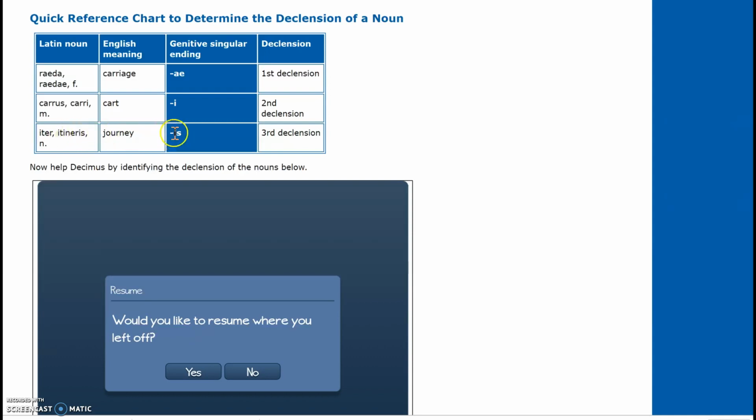So once again, you need to know that the genitive singular ending is IS. So if you drop off the IS, you're going to be left with itiner, itiner. Not iter, but itiner. That's going to be the base of the noun. So once again, you always go to the second part, which is the genitive form. You're going to drop the endings, and you need to know that the first declension genitive singular ending is AE. Second declension genitive singular ending is the letter I. And the third declension genitive ending is IS.